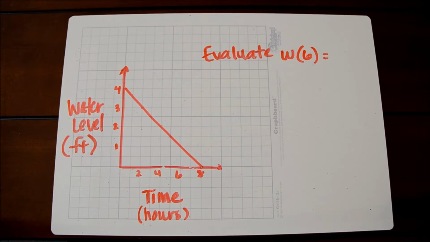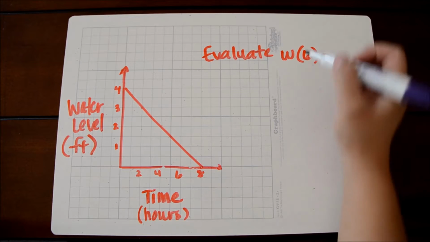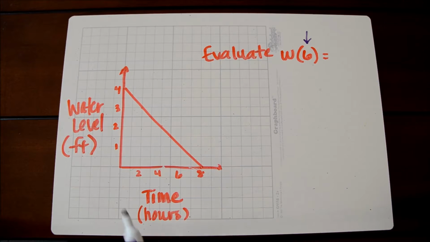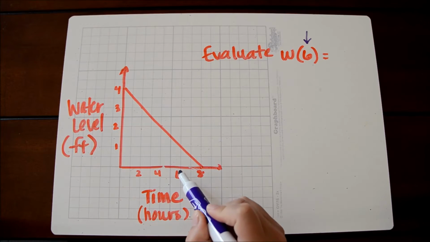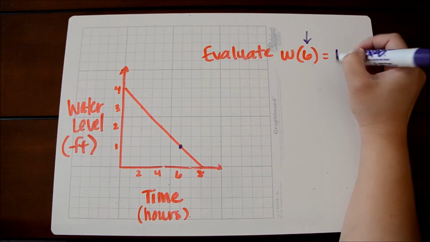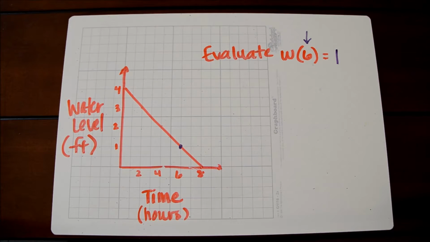Here we have another graph that represents the relationship between the water level and the time in hours of a pool that's leaking. You're being asked to evaluate W of 6. Again, 6 is our input value, or our x values. We have to find the corresponding y, which is 1. So W of 6 equals 1.